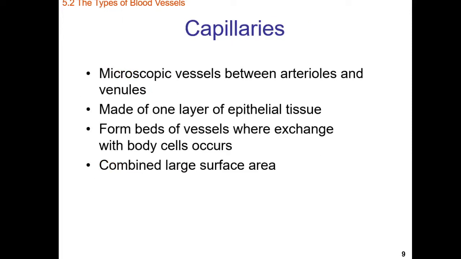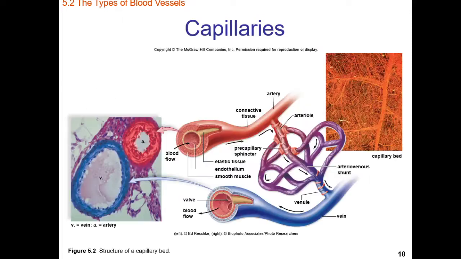Ultimately, it will connect with capillaries, the microscopic vessels between the arterioles and the venules. This is where the business happens. They're made up of one epithelial tissue layer, and these beds are where exchange can occur. This is where they interact with the tissues and allow gas exchange, nutrient exchange, and waste exchange to happen with body tissues and body cells. The way they're set up allows for a large surface area for all of that exchange to occur. So again, structure plays a role in function.